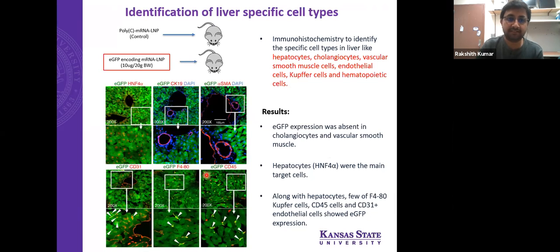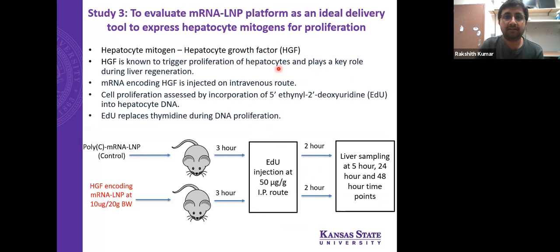After confirming that the hepatocytes were the main cells transfected by the mRNA, they evaluated the mRNA LNP encoding a hepatocyte mitogen, hepatocyte growth factor (HGF), for proliferation of the hepatocytes. HGF is known to trigger the proliferation of hepatocytes and plays a key role during liver regeneration, as I was explaining in the introduction.